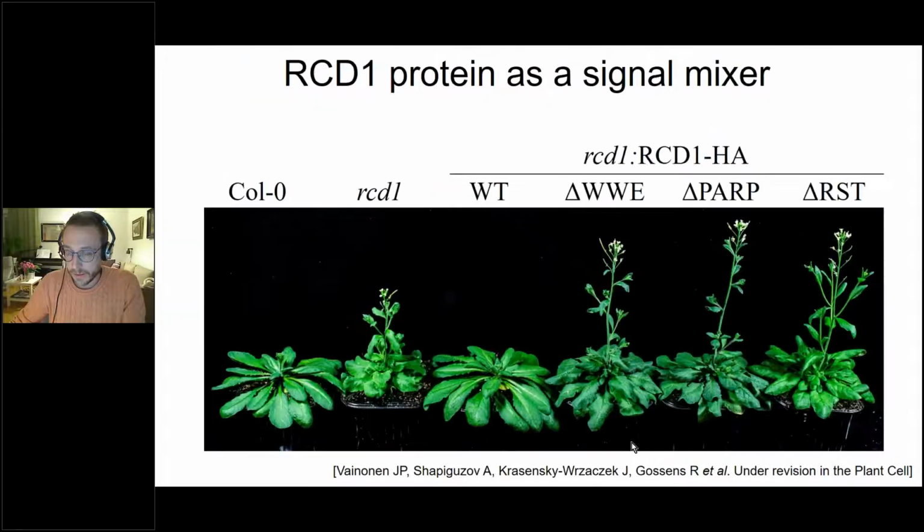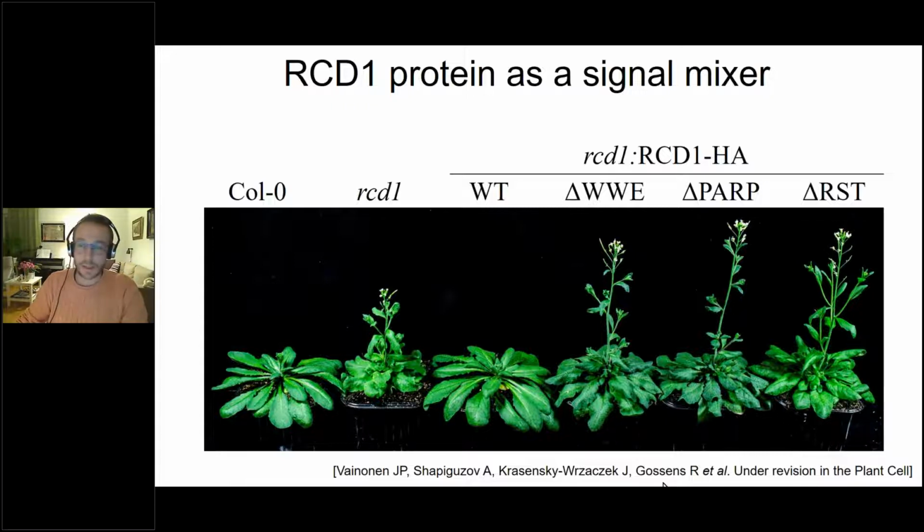Here is the slide with photos of the different complemented lines of RCD1. On the very left, you see the wild-type plant. Next comes the knockout mutant. Next comes the mutant complemented with a wild-type version of the gene. And then on the right, you see the version that is complemented with an RCD1 that lacks the RST domain. If you don't have the RST domain, you cannot trap all these different transcription factors, and you get a beast that looks very different both from the wild-type plant and from the RCD1 knockout mutant. It's just a totally different set of phenotypes that we observe.